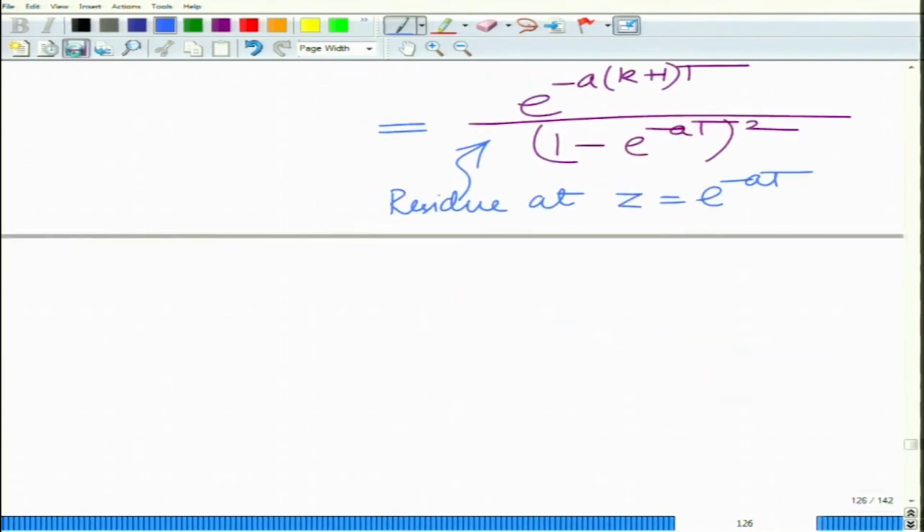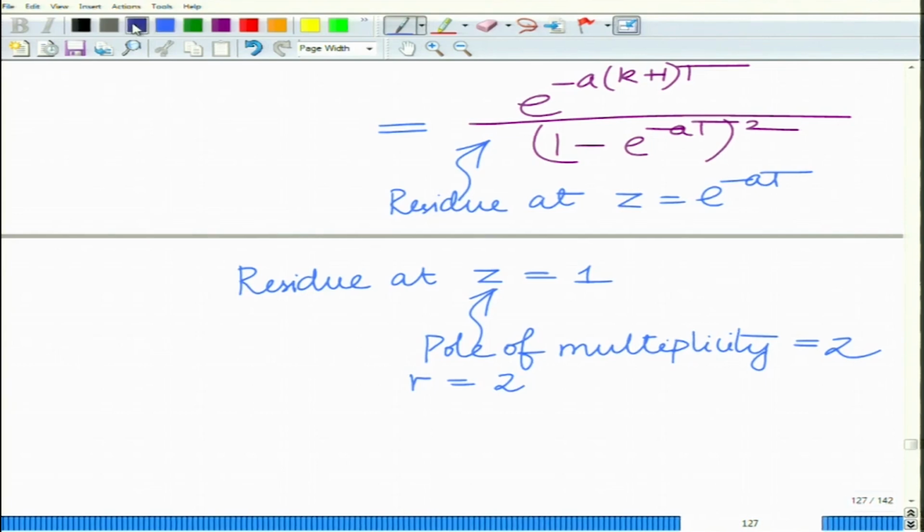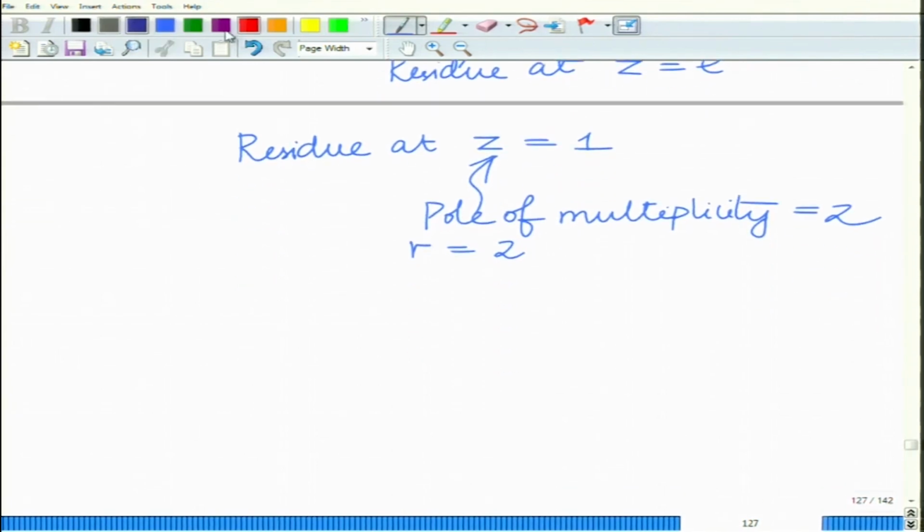Now, we still have to find the residue at z equal to 1. Remember, at z equal to 1, we have a pole of multiplicity 2. So, we have to use the general formula for computing the residue for a pole with multiplicity r greater than or equal to 1. All right. So, here you have a pole of multiplicity equal to 2, okay. That is basically the formula, you have to set r equal to 2, okay, and that gives you, what does that give us?